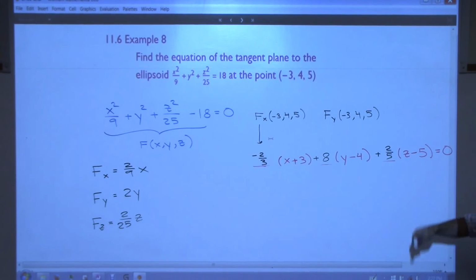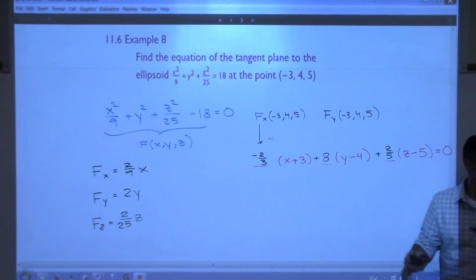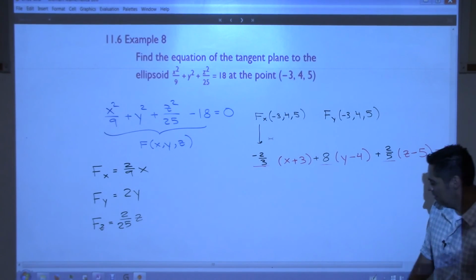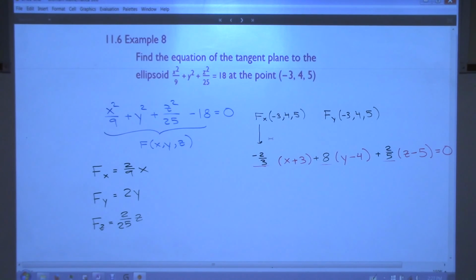Now you could go through and clean that up, right? Distribute through. If you didn't like the fractions, you could multiply both sides by 15, and you could do whatever. I've seen on your take-homes, some of you leave them, some of you clean them up. I don't care. It's all the same, right? It's all the same sheet of paper living in three-dimensional space. So, not bad, huh?